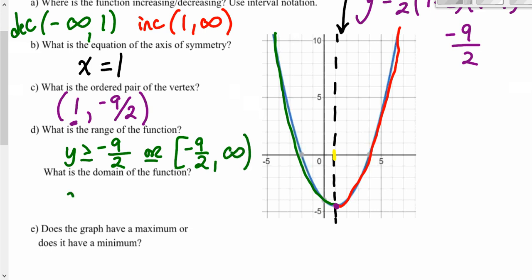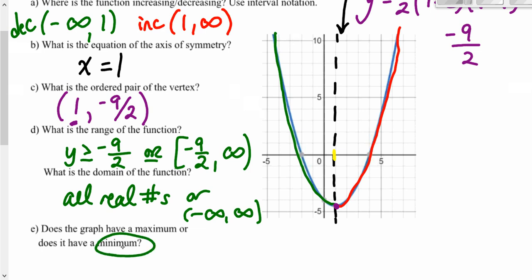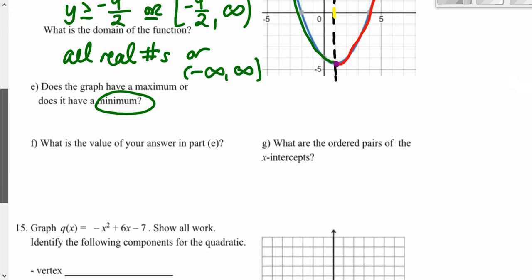The domain is going to be all real numbers, which I can also write in interval notation. And then the next question asks, do we have a max or a min? We have a min, we have a low point. The minimum value is that -4.5 that we've been talking about, or -9/2. It's as low as it goes.